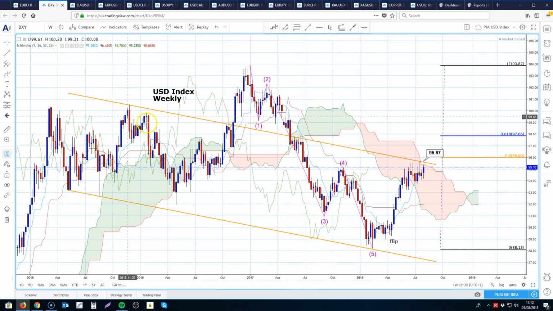I think the chart that highlights a two-way play in the dollar index is this chart. We believe that we're in a bearish head and shoulders pattern, so this being the head, this being the left shoulder, this being the right shoulder.